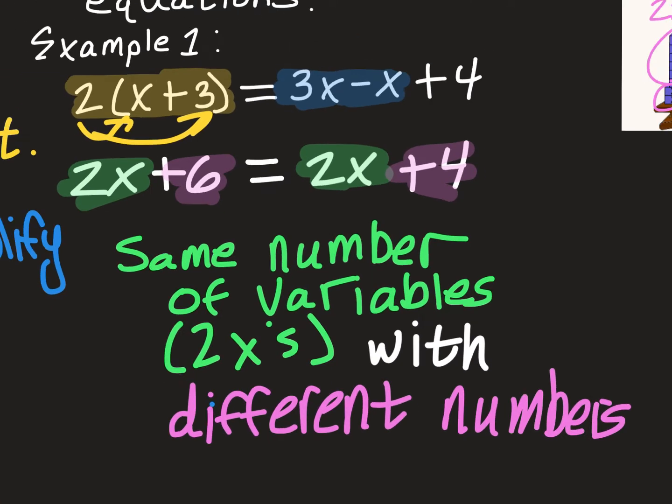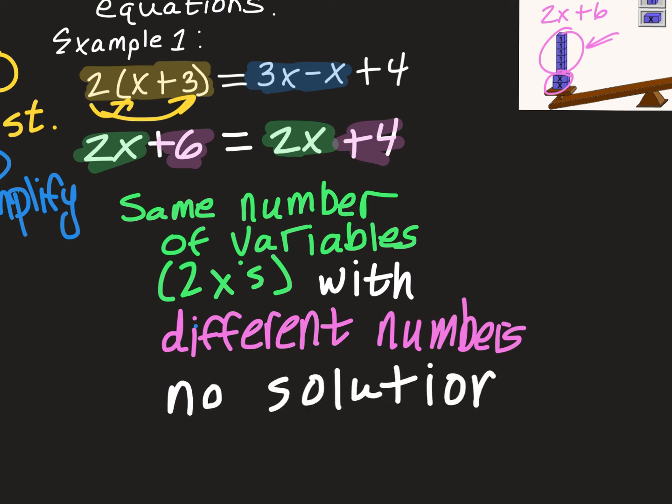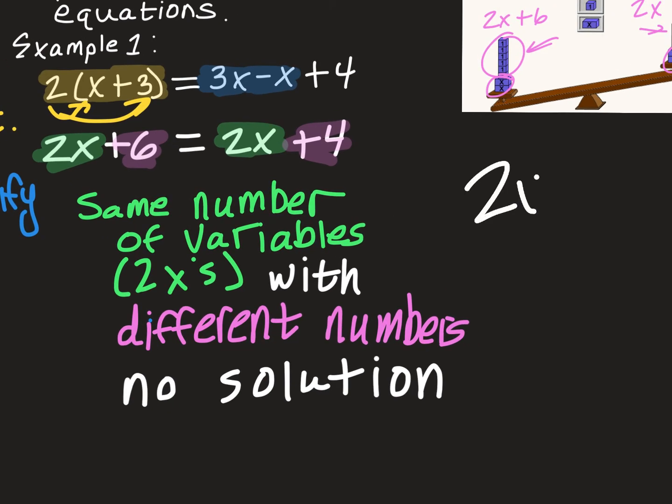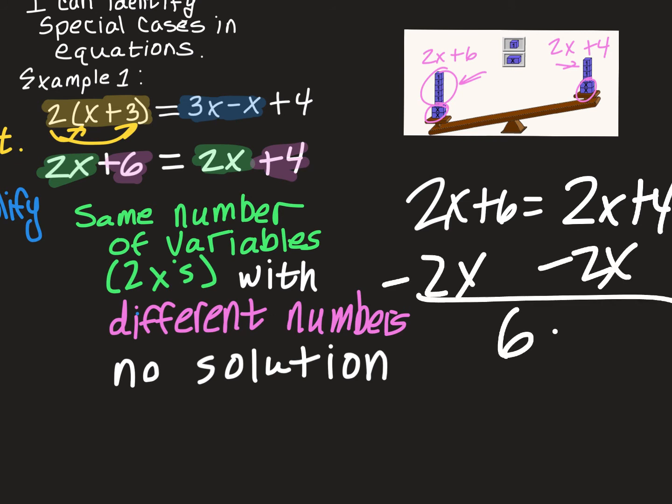Therefore, this equation doesn't make any sense because we have the same number of variables on both sides, but different numbers to go with it. So this is a case of an equation that has no solution. A lot of you probably would have solved it, and you don't have to write down what I'm writing right now. I'm just trying to show you a little bit of a shortcut. A lot of you probably subtracted 2x from both sides and got 6 is equal to 4, and you were like, oh, well, that doesn't make sense. Either way, it doesn't make sense.